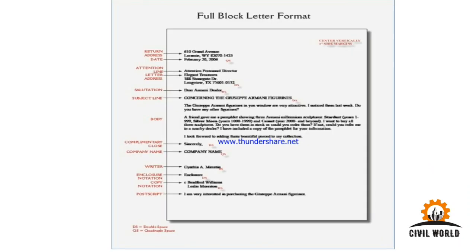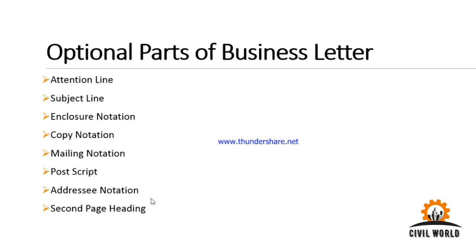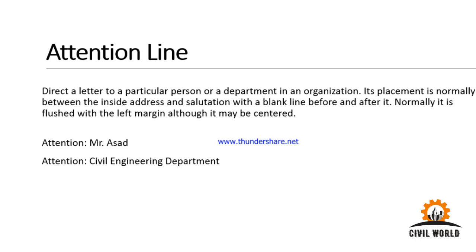Now this is a format in which you can see the optional parts: attention line, subject line, enclosure notation, copy notation, and PostScript. What are the different parts of a business letter? They are the attention line, subject line, enclosure notation, copy notation, mailing notation, PostScript, addressee notation, and second page heading. Well, actually, second page heading is not an optional part of a business letter, but sometimes when your letter exceeds more than one page, you must be familiar with how to format the second page.